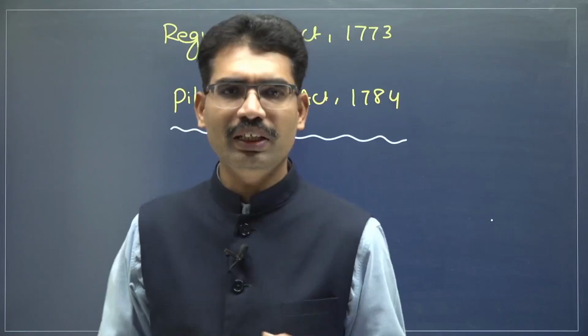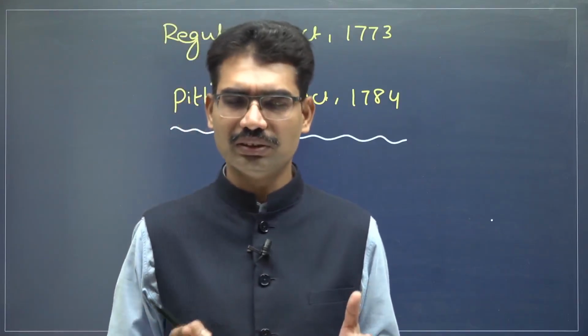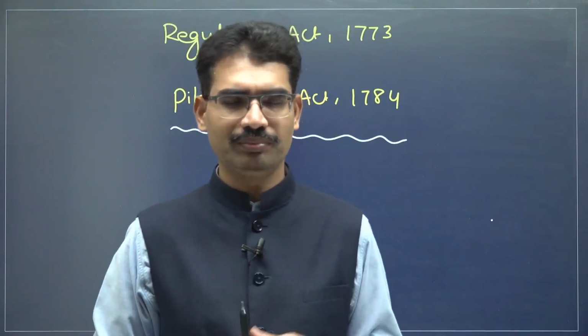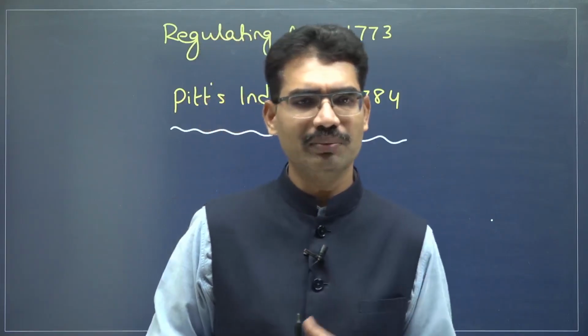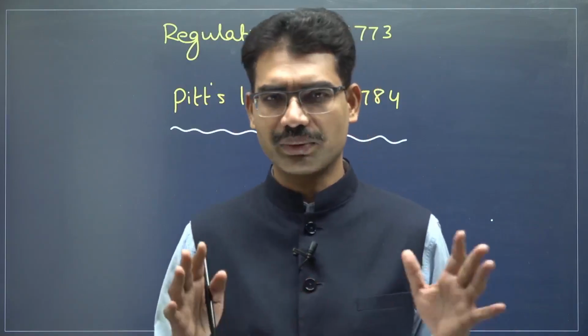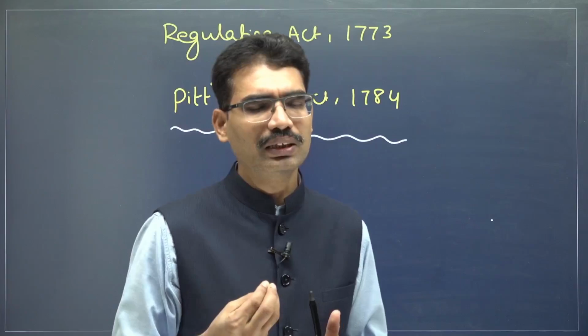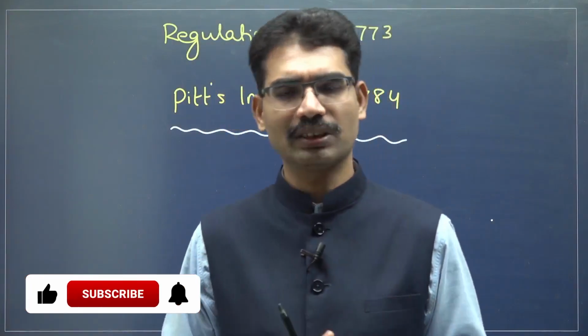When it comes to dual governance, in which year was the dual system of government established? In 1765 with the Treaty of Allahabad. Within a few years, the dangers of dual government were clearly visible. Famine took place, complete chaos took place in Bengal. East India Company almost became bankrupt. They needed a loan from the government of England.